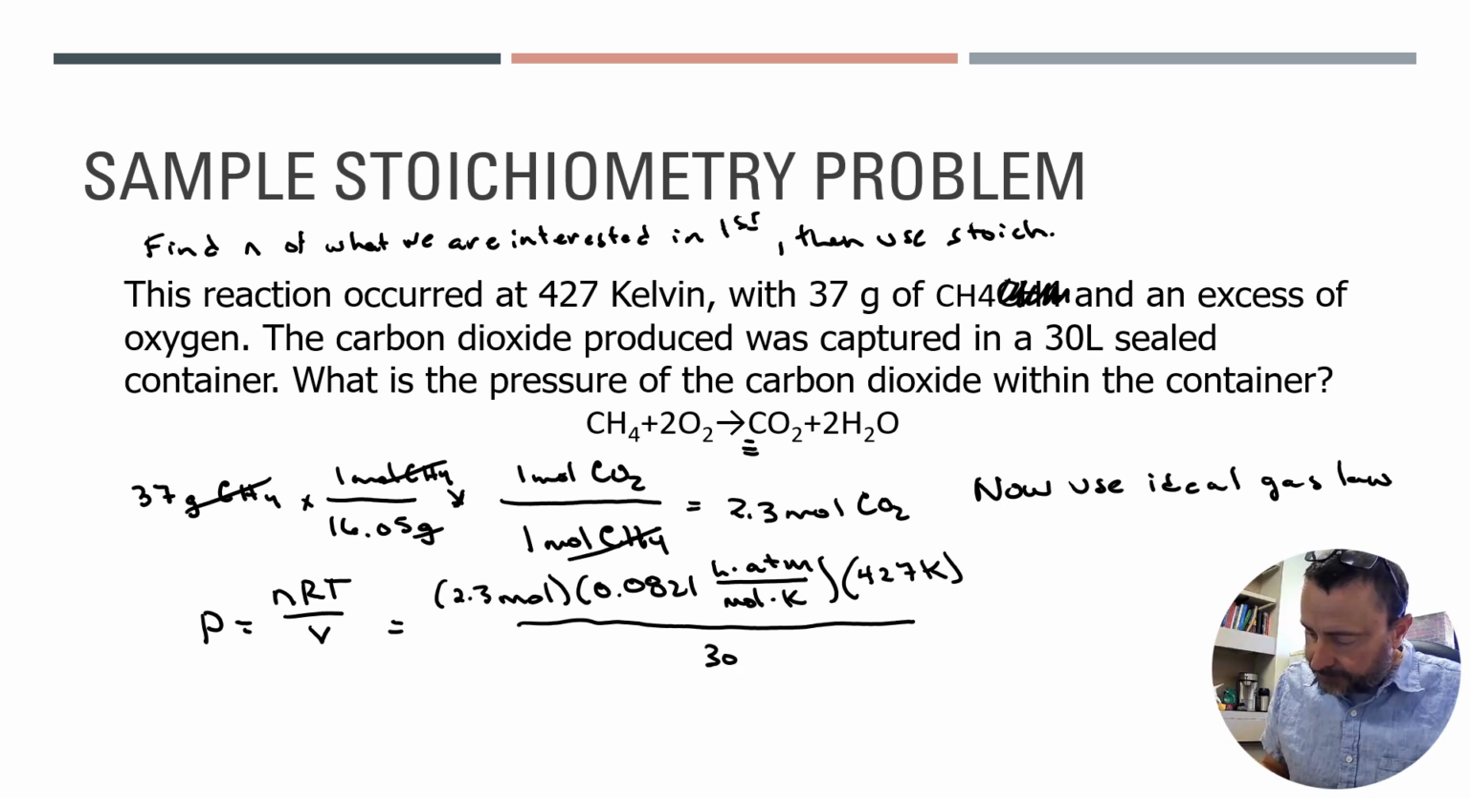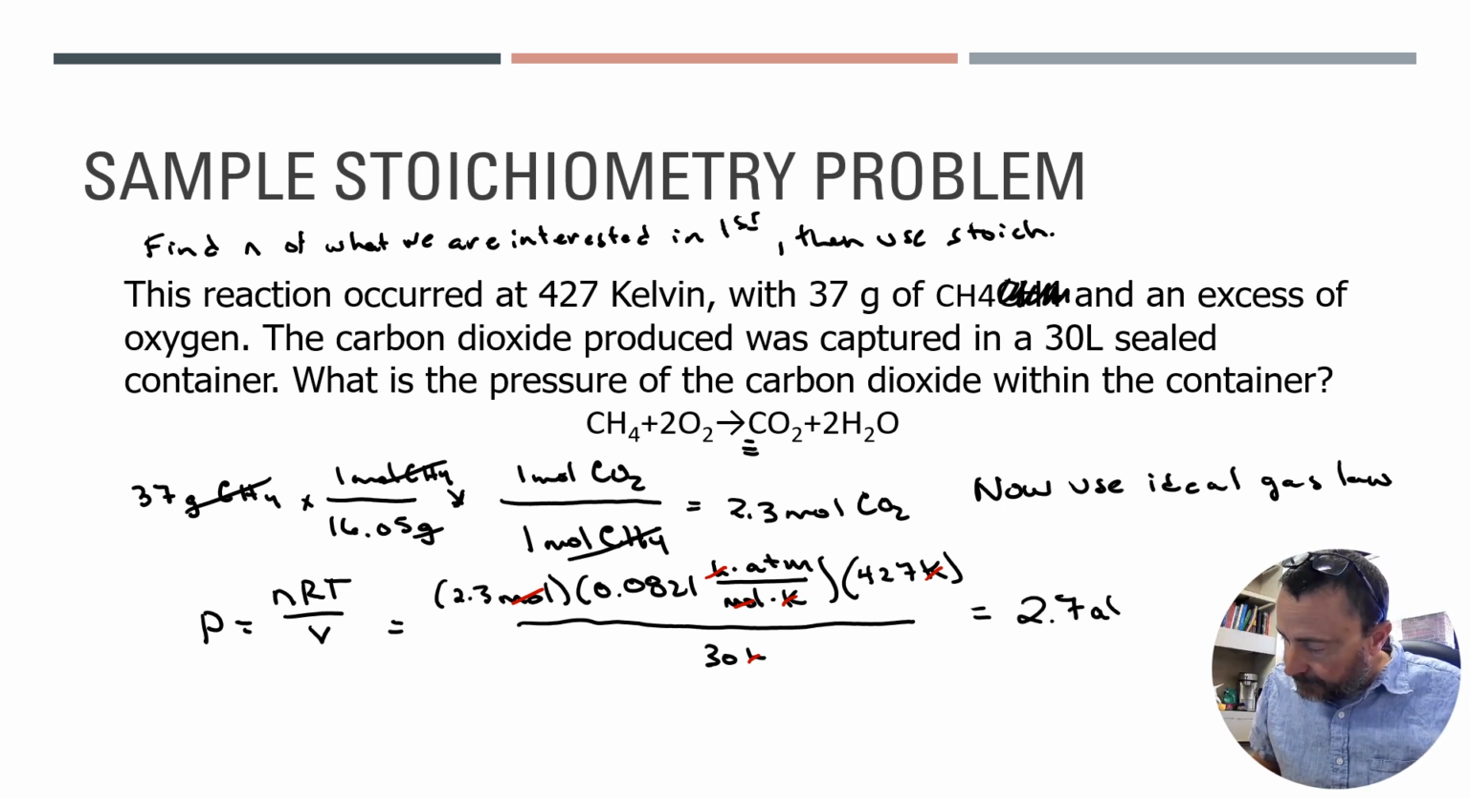Great. Let's double check all of our units. Our liters cancel with liters, our moles cancel with moles, our Kelvins cancel, and we have atmospheres. Perfect. So our pressure in this case is 2.7 atmospheres. We got it.